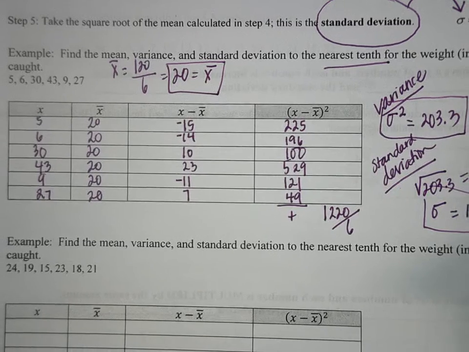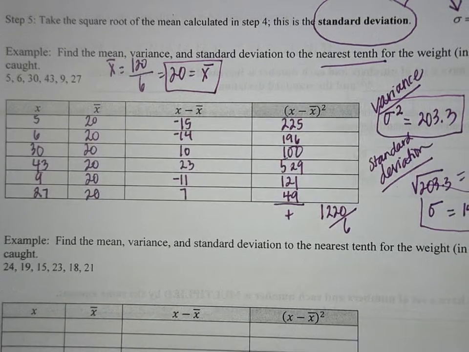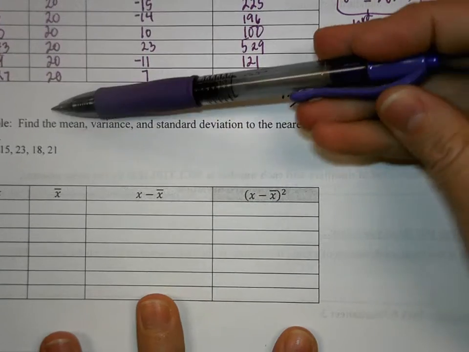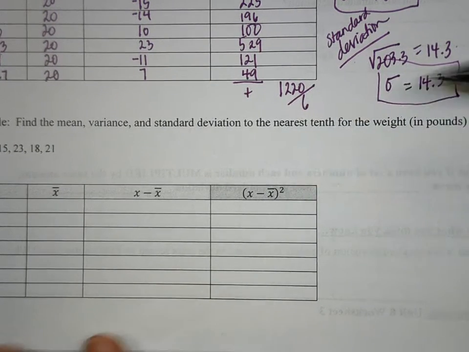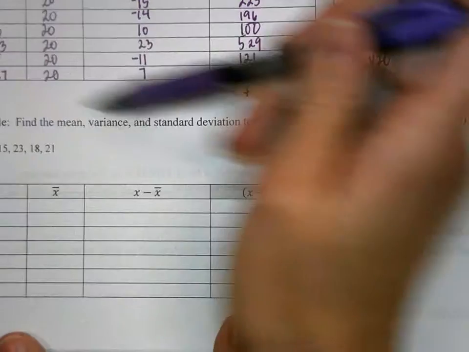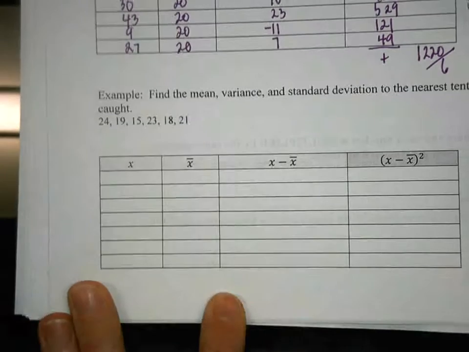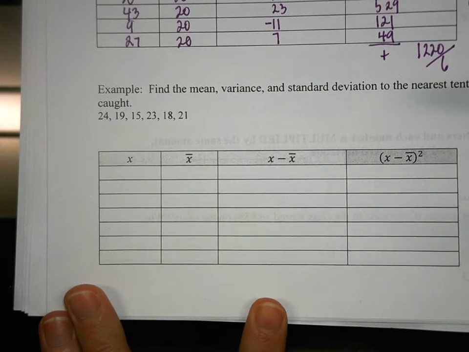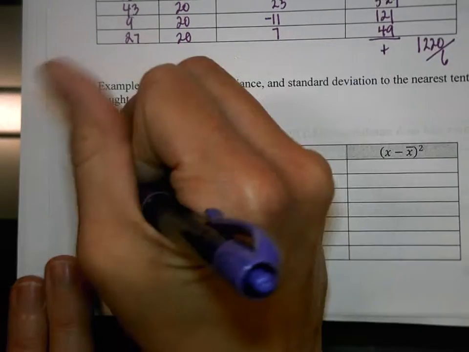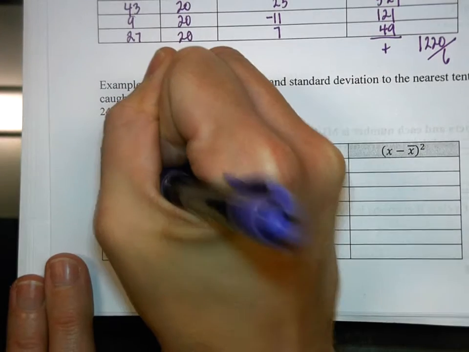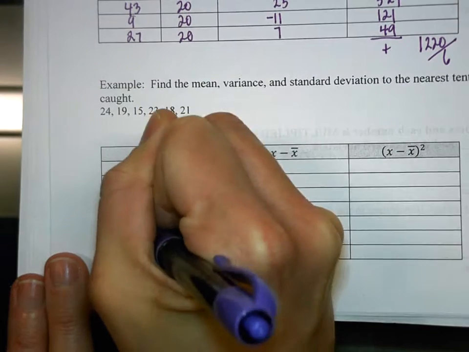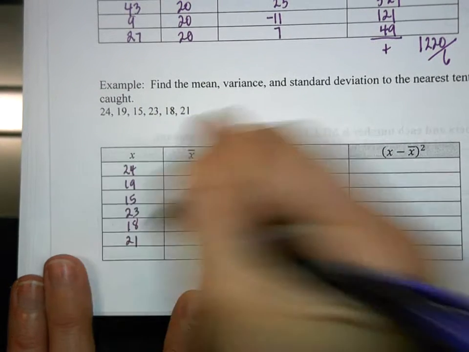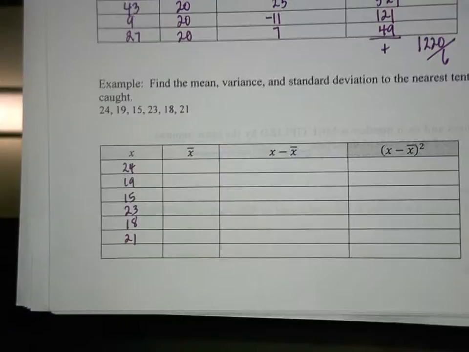We're going to do another example. Okay? So the next example is we are going to find the same information for fish again, but if you notice here, the data for the fish, they're different weights. So we're going to see what happens when you have different weights. We're going to write our numbers again for x's. We have our 24, 19, 15, 23, 18, and 21. For some reason, we have an extra row there.